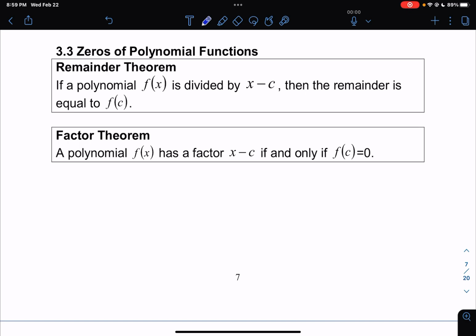Also, the factor theorem states that a polynomial f of x has a factor x minus c if and only if f of c is equal to 0. That means when you're using synthetic division and end up with a remainder of 0, you have found a factor of that polynomial.